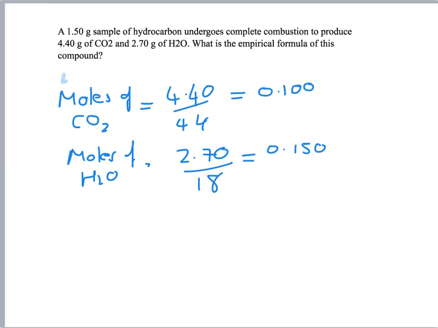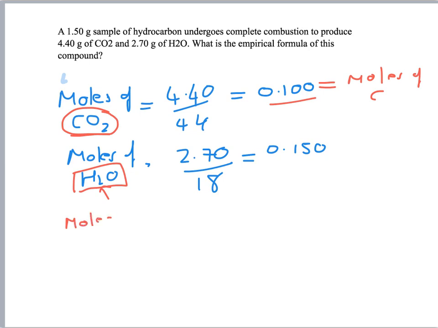Now the key thing to note: if I've got 1 mole of carbon dioxide, for every 1 carbon dioxide there's only 1 carbon atom in there. So if I've got 1 mole of carbon dioxide, I've got 1 mole of carbon atoms. Equally, if I've got 0.1 mole of carbon dioxide, I've got 0.1 mole of carbon atoms. So that equals moles of carbon. However, for water, for every 1 H2O, I've got 2 hydrogen atoms in there. And therefore my moles of hydrogen is going to be double my answer.